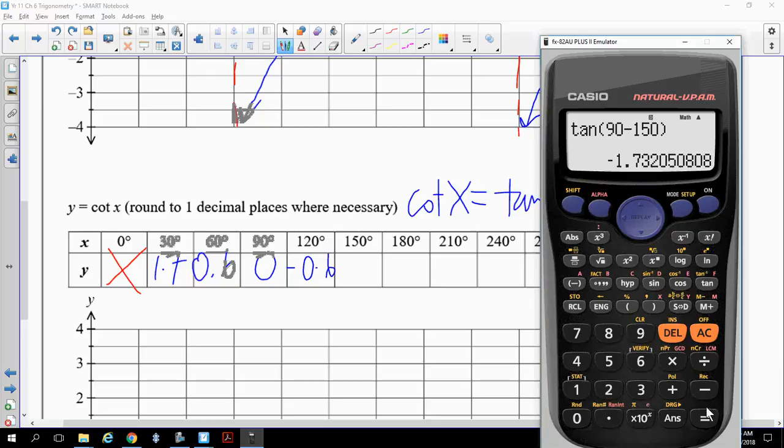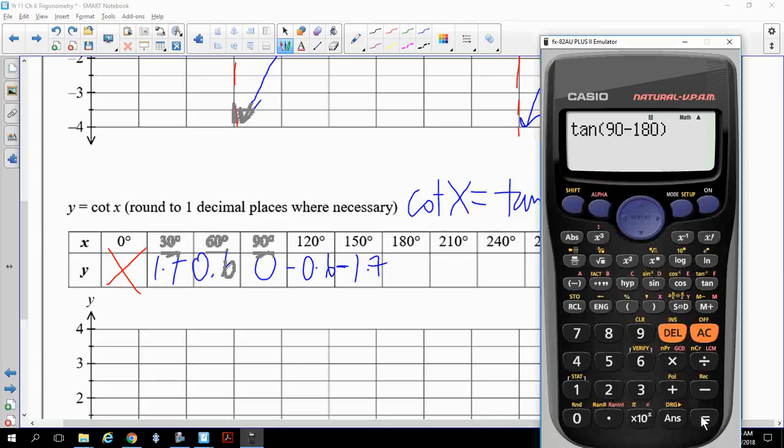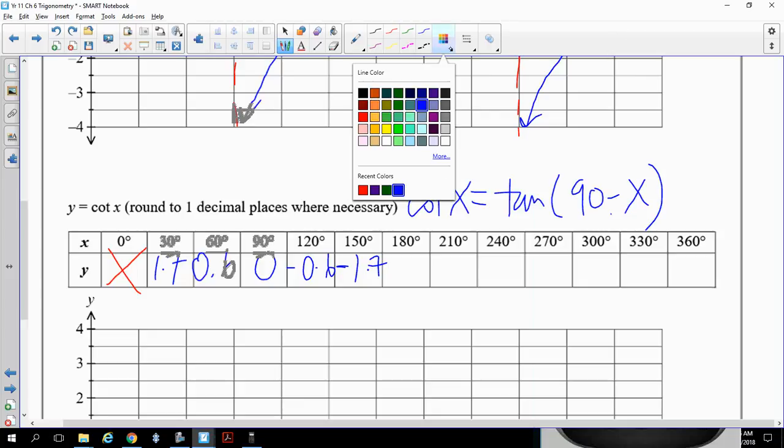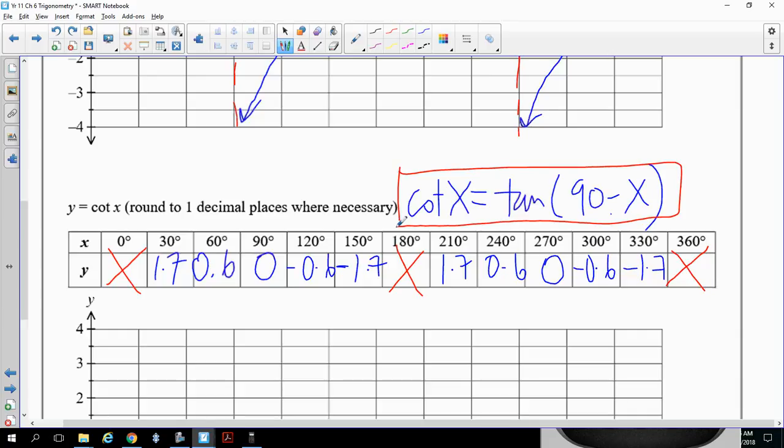I think at 180 you get error. Okay, error. Right, good, and then you just keep going. You get the next ones, which are 1.7, 0.6, 0, negative 0.6, negative 1.7. Now, remember the formula? That's the complementary formula: tan of 90 minus theta. Remember that formula. And there's one for sine as well: sine theta equals cos of 90 minus theta. I'm just using this formula we used before.